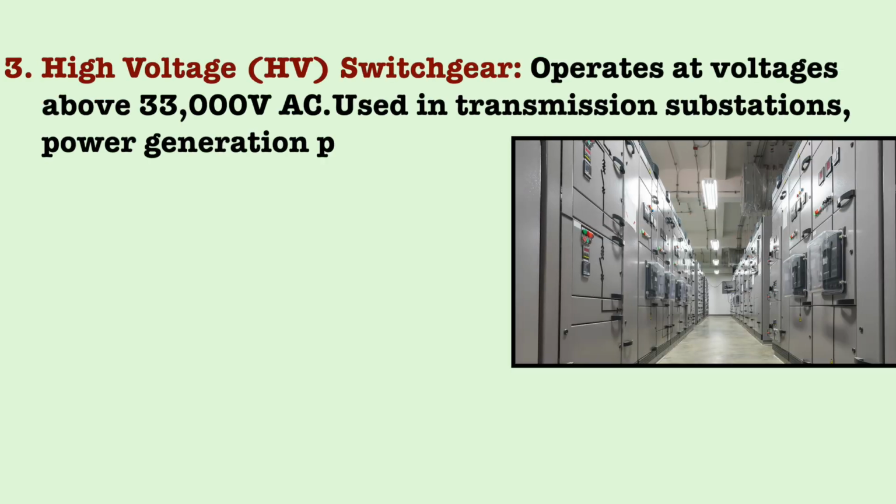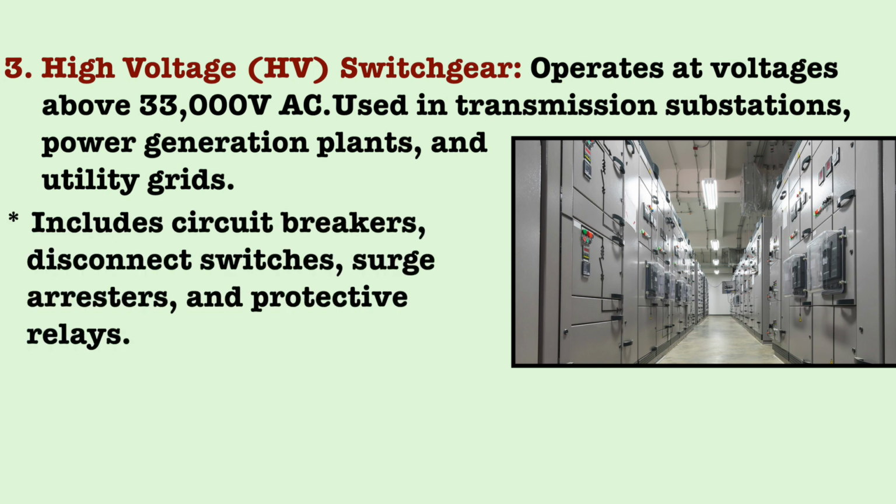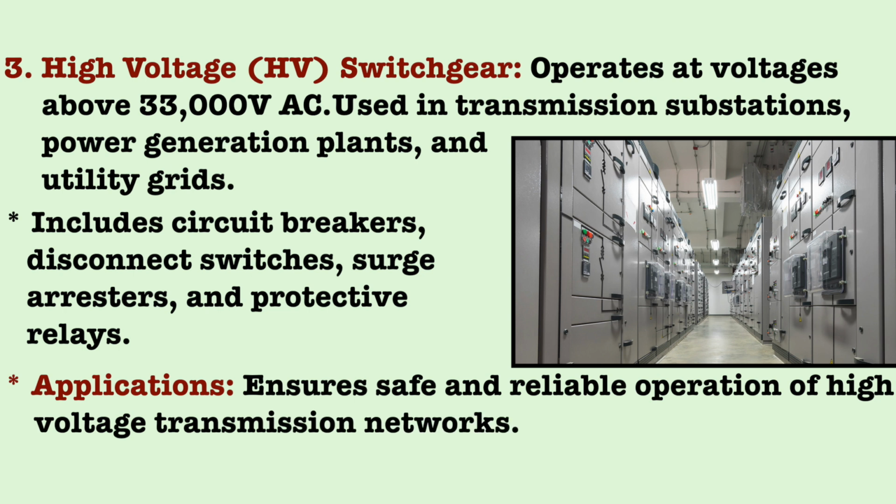If we talk about high voltage switchgear, this is the third classification. High voltage switchgear operates at voltages above 33,000 volts AC and is used in transmission substations, power generation plants and utility grids. It includes circuit breakers, disconnect switches, surge arrestors and protective relays. If we talk about the application of high voltage switchgear, it ensures safe and reliable operation of high voltage transmission networks.